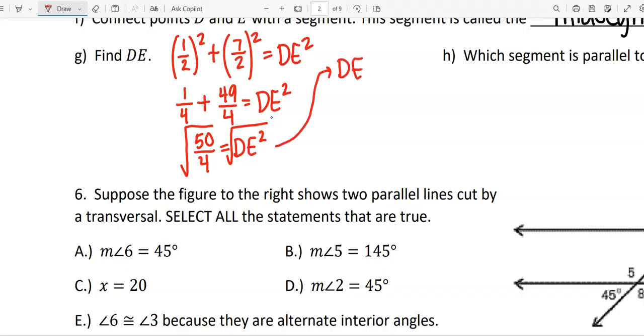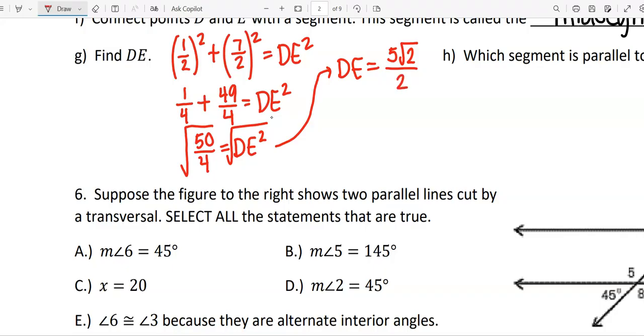So I've got DE is equal to, what's the largest perfect square factor of 50? 2 times 25. Which one do you know the square root of? 25. The square root of 25 is 5. That comes outside. What stays under the square root? 2. And then on the bottom, you're also taking the square root of the bottom. So when you square a fraction, you square the top and the bottom. When you square root a fraction, you square root the top and you square root the bottom. So what's the square root of 4?